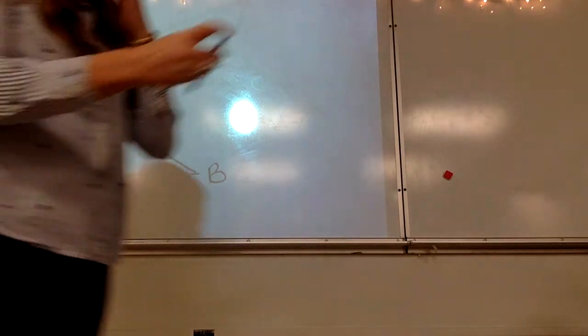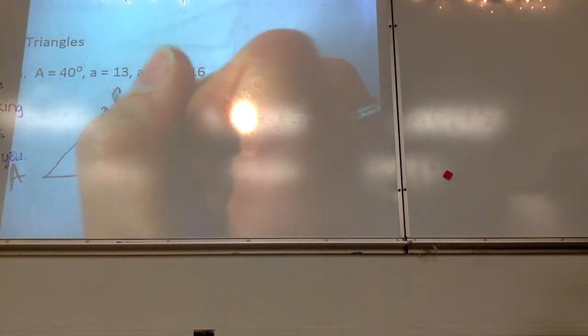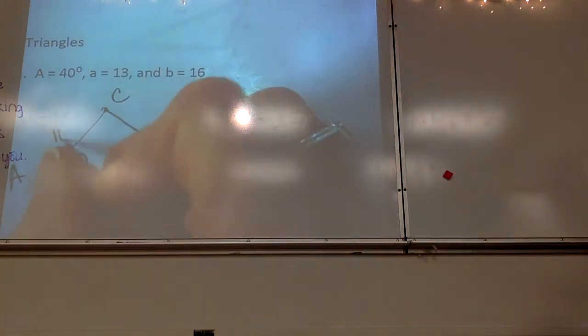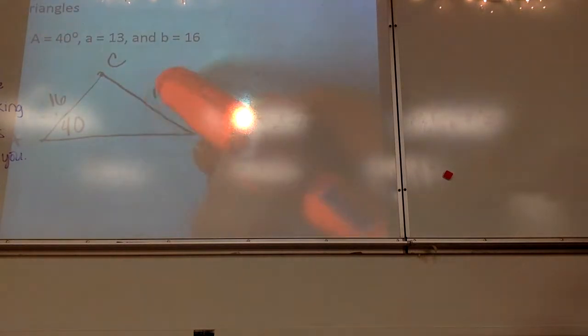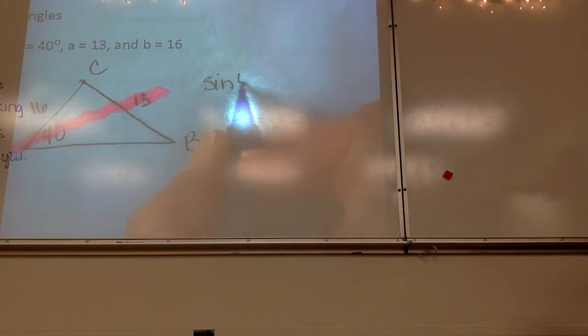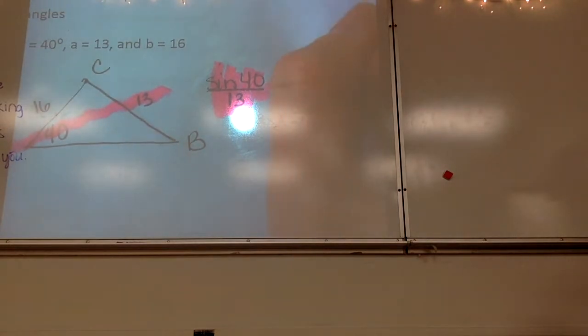All right. 2 cases. Pretty similar to the first case. 40, 13, 16. This should feel pretty similar because this setup is the same for every one. Sine of 40 over 13 equals what? What's my next setup? Good.